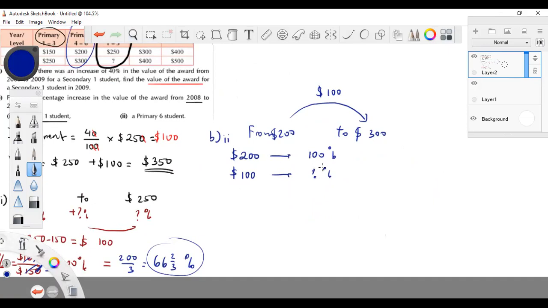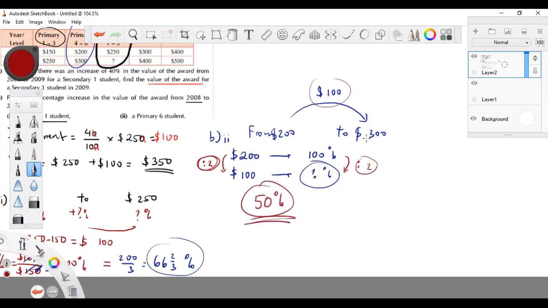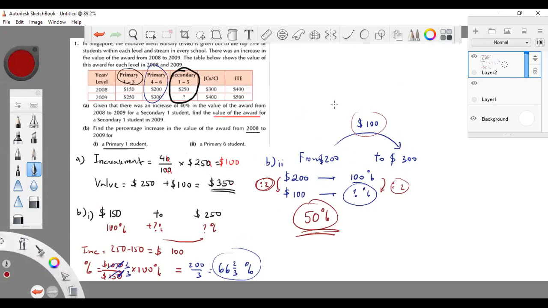Now, I will give you one idea. The unknown here is $100, right? So make sure you know this. From 200 to 100, you divide by 2. So in order to keep the equal sign, you have to follow the fair share of mathematical rules and divide by 2 also. So 100% divided by 2 is 50%. So the increment is 50%. That's how you think of number 1.